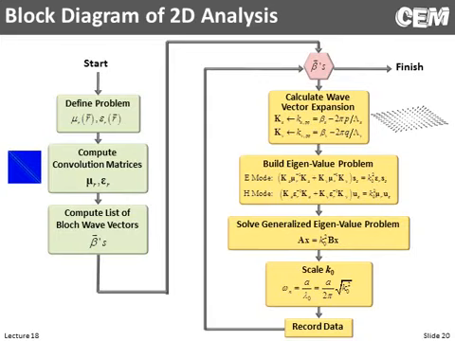So for each Bloch wave vector in this list, we will now have a full set of eigenvalues, or eigenvectors even, if we calculate those. Most of the time we're just interested in the eigenvalues. And we'll have a bunch of eigenvalues for each one of those Bloch wave vectors.